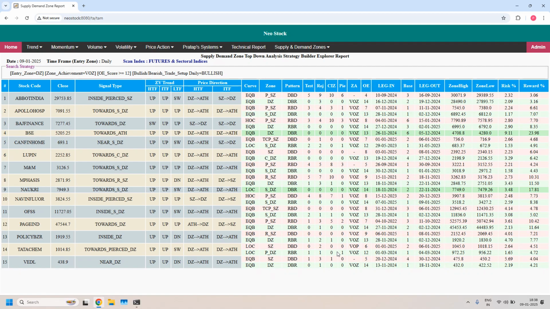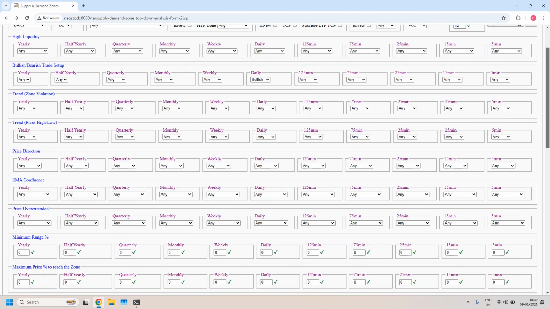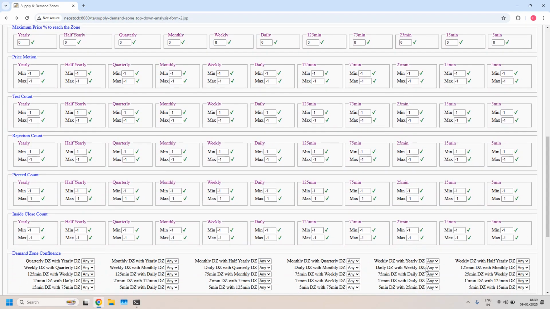Out of these 15, there could be some high probability zones. Based on the zone confluence, we will filter them. Already you can filter some based on high liquidity zones, but now we are further filtering based on zone confluence. The first filter is LTF and ITF demand zone confluence, that is a daily and a weekly demand zone confluence.